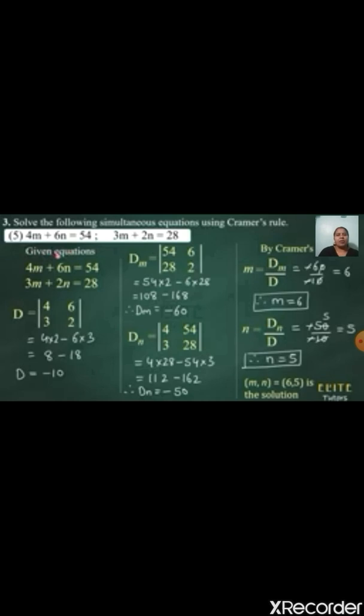You have the habit of writing dx and dy, but look at this. If the variables are m and n, it will change to determinant of m, that is dm, and determinant of n, that is dn. And the formula of Cramer's rule also changes: m is equal to dm upon d and n is equal to dn upon d. Remaining everything is similar to what we have already done in the previous sums.